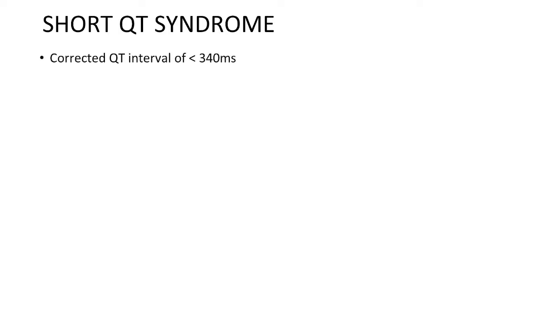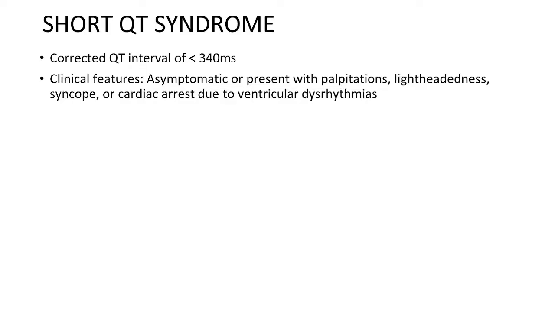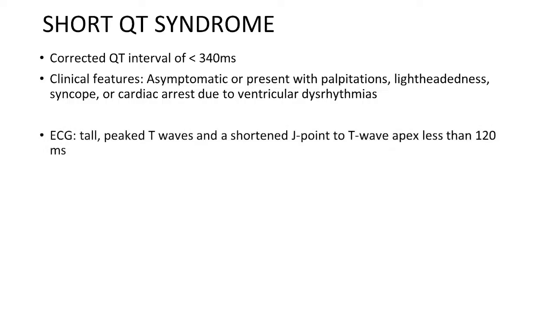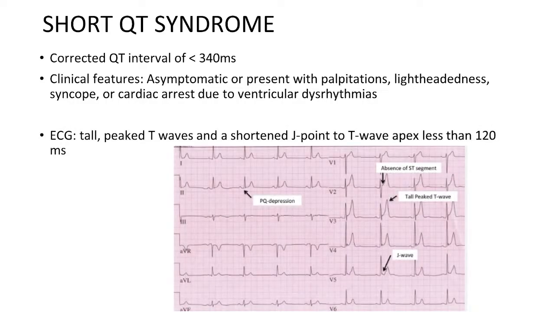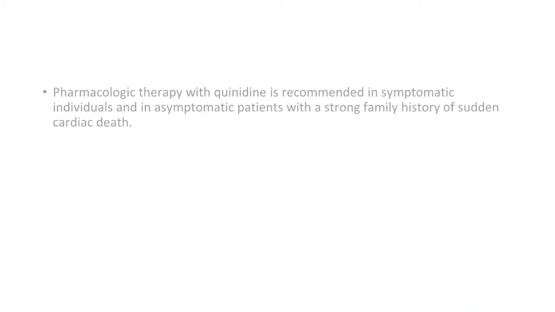Coming to short QT syndrome, again there is a corrected QT interval of less than 340 milliseconds. Patients are usually asymptomatic, but can have palpitations, pre-syncope, syncope. ECG typically shows absence of the ST segment, it's very small, and there will be tall T waves. So you can identify there is QT too short.